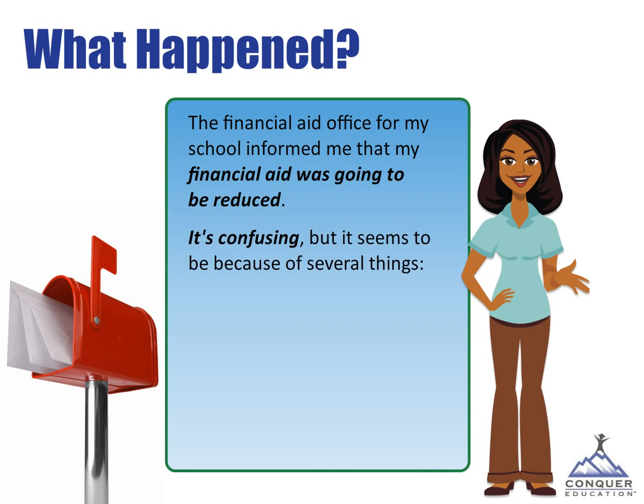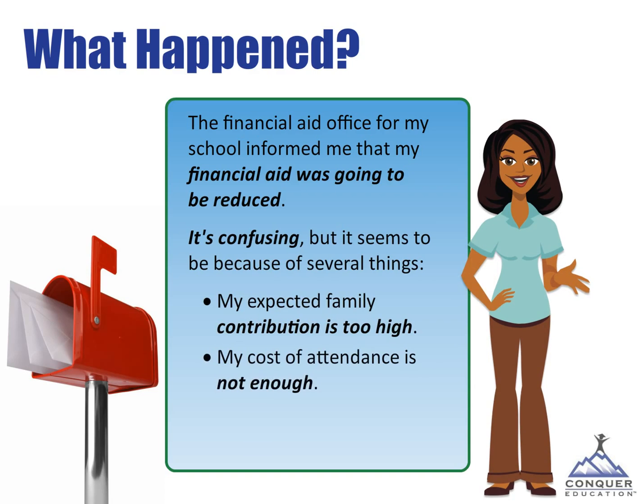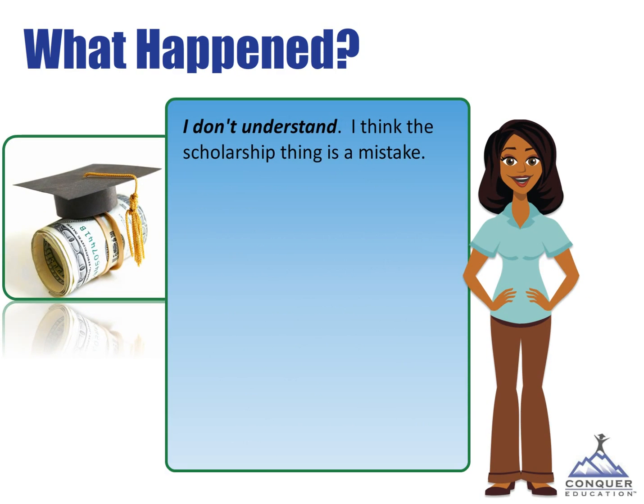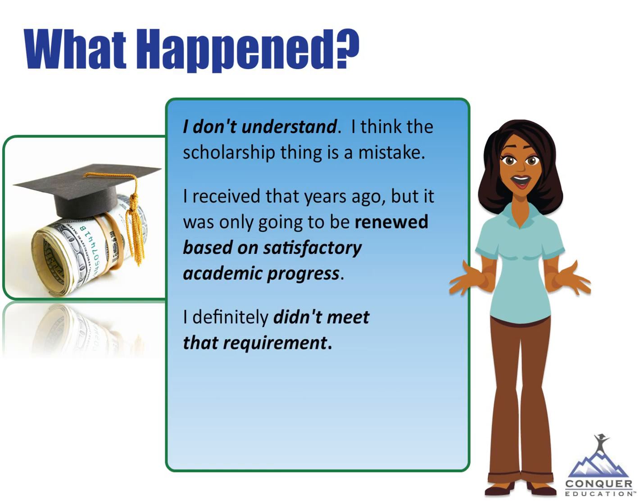It's confusing, but it seems to be because of several things. My expected family contribution is too high. My cost of attendance is not high enough. I have a scholarship from years ago. I don't understand. I think the scholarship thing is a mistake. I received that years ago, and it was something that would be renewed, but only based on satisfactory academic progress. I definitely didn't meet that requirement.